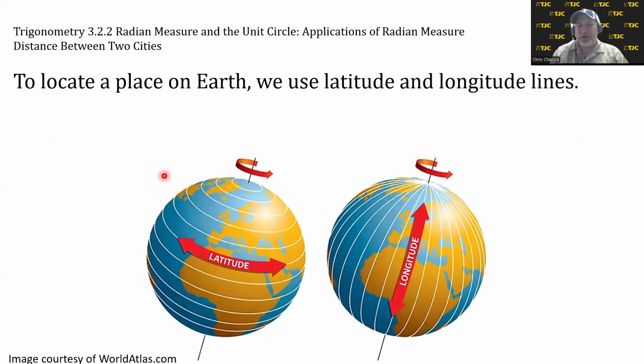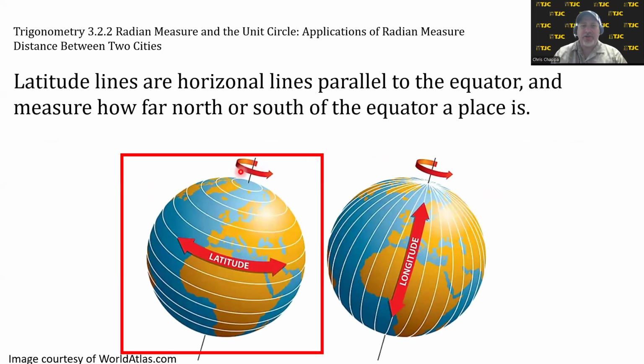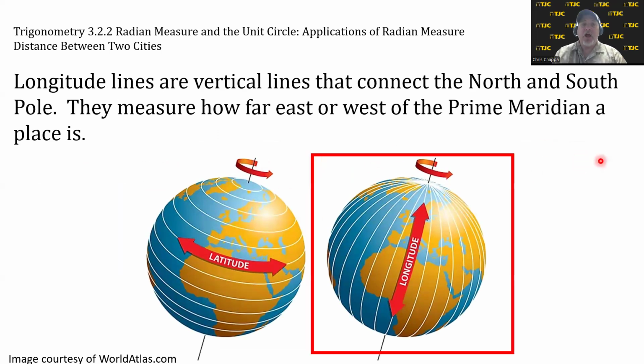To locate a place on Earth, we use latitude and longitude lines. Here's a picture illustrating each. Latitude lines are horizontal lines parallel to the equator and measure how far north or south of the equator a place is. Longitude lines are vertical lines that connect the North and South Pole. They measure how far east or west of the prime meridian a place is. The prime meridian is 0 degrees longitude. It goes through Greenwich, England, I believe, or somewhere.